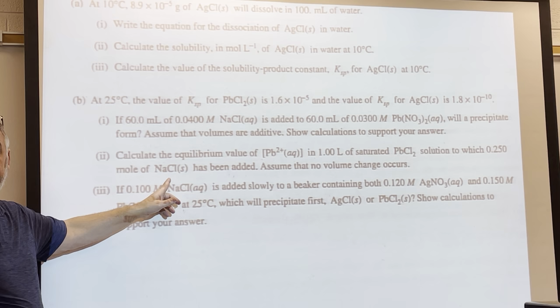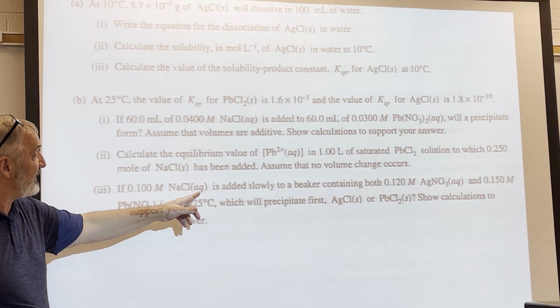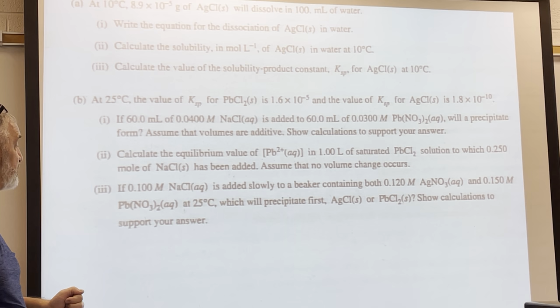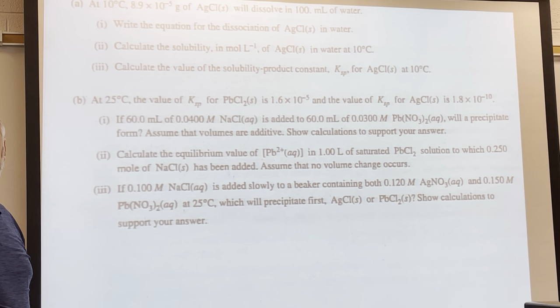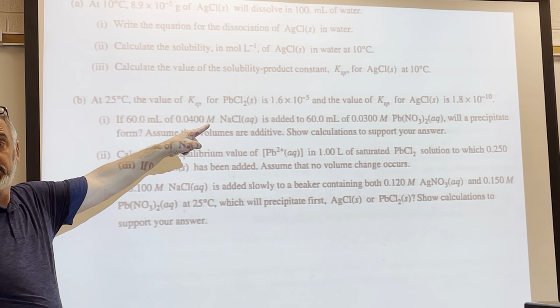But here now, if 0.1 molar NaCl is added slowly to a beaker containing both 0.12 molar silver nitrate and 0.15 molar lead nitrate at 25 degrees, which will precipitate first, the silver chloride or the lead chloride? Now notice you're given the KSPs again up here, both of them. So you've got to know the KSPs of both in order to be able to do this problem.